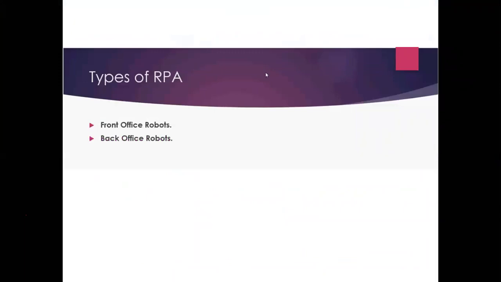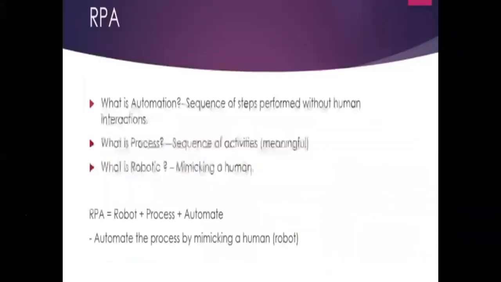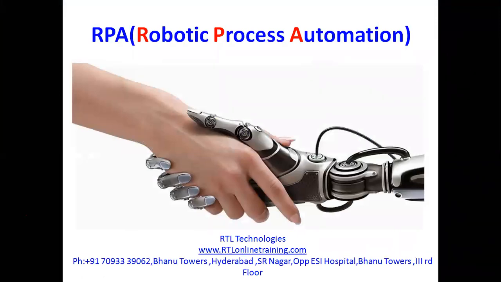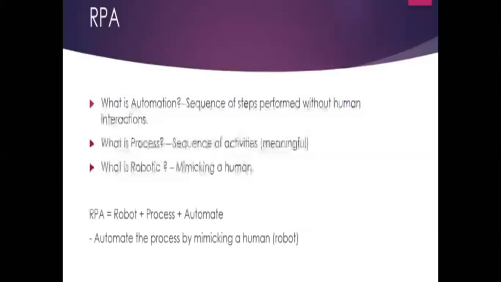Fine. So what have we discussed so far? We have discussed the basic definition of RPA. What is RPA? Robotic Process Automation. Then we discussed what is automation, what is process, and what is robotic. Automation is nothing but a sequence of steps performed without human interaction. A process is a sequence of activities which are meaningful. And robotic is nothing but mimicking a human.